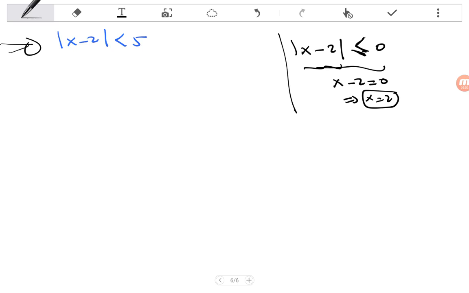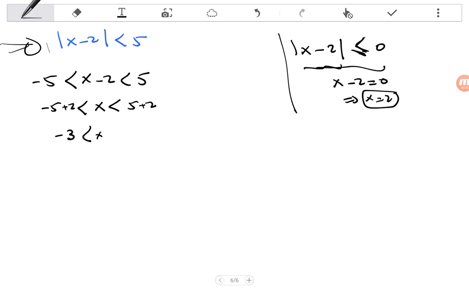What about the solution of this inequality? Absolute value less than a positive value. Okay, I will just apply the rule. x minus 2 is from negative 5 to 5. But I need to find the x by itself. So I just add plus 2 to all of the branches. So we'll have here negative 5 plus 2 and 5 plus 2. So that will be negative 3 and that will be 7. So the solution will be from negative 3 to 7. Okay?